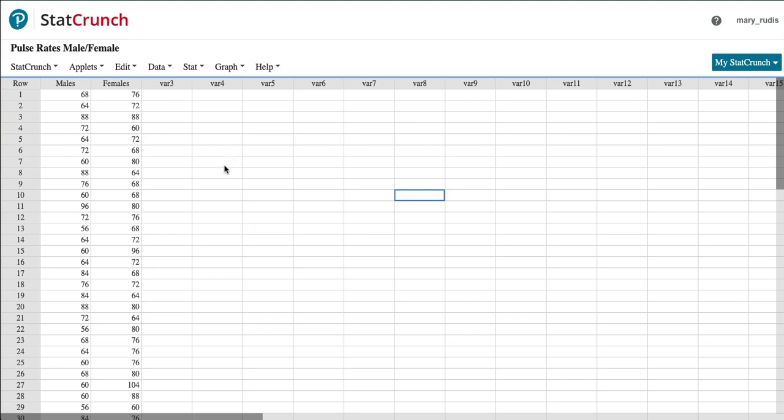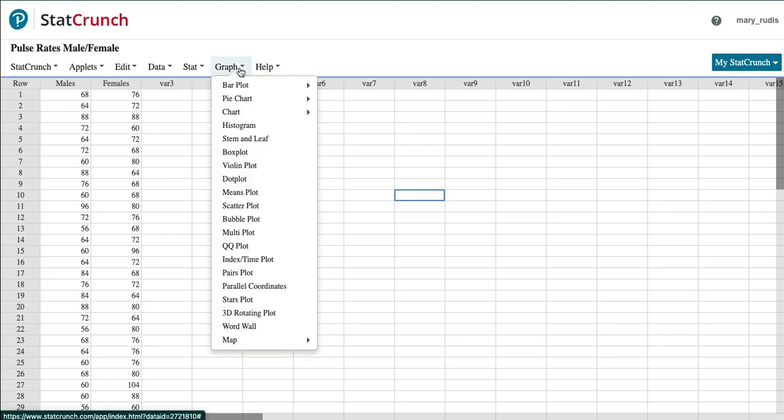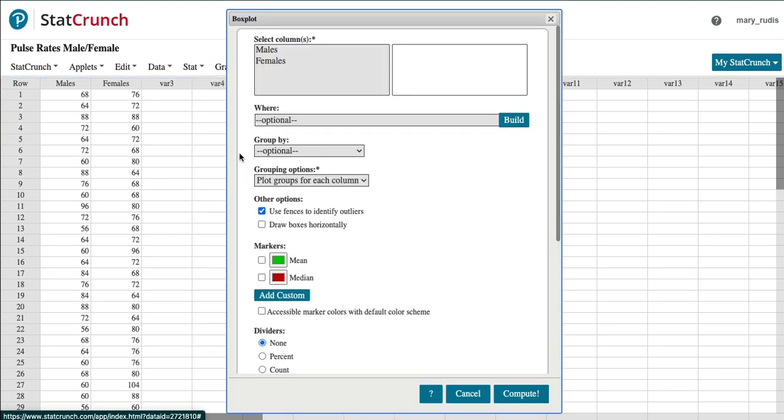And the first thing I want to do is explain a little bit how we can use a box plot to demonstrate how spread out our data is, or how one data set might compare to another. So here we have our males and females. We're going to go to the graph menu and we're going to select box plot.